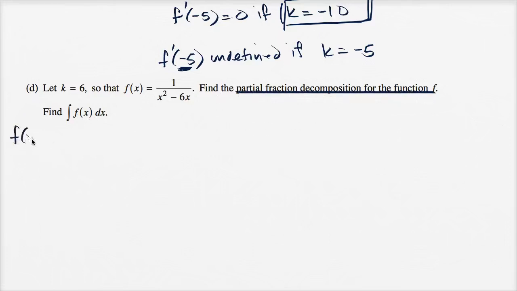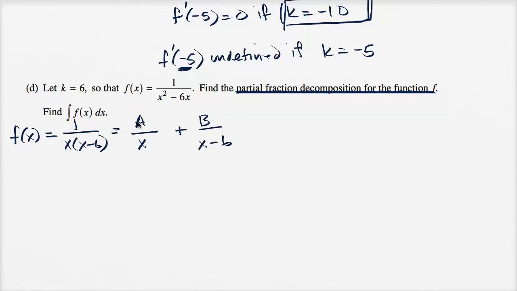So f of x, I could rewrite it where I factor the denominator. If I factor out an x, I get x times x minus 6. And so I can rewrite this as, and this is where I'm going to decompose it into partial fractions, a over x plus b over x minus 6. And if I actually had to add these two, I would try to find a common denominator, and the best common denominator is just take the product of these two expressions.